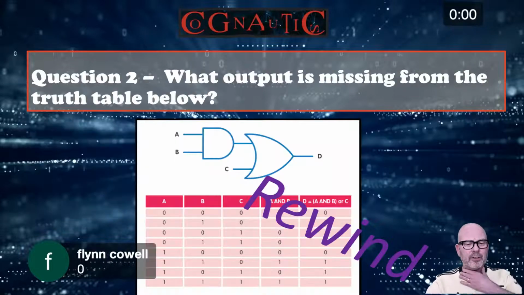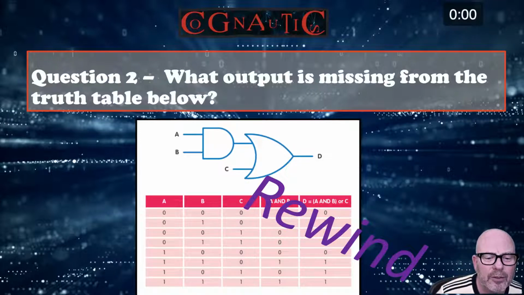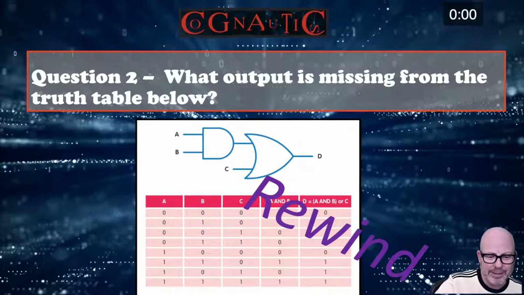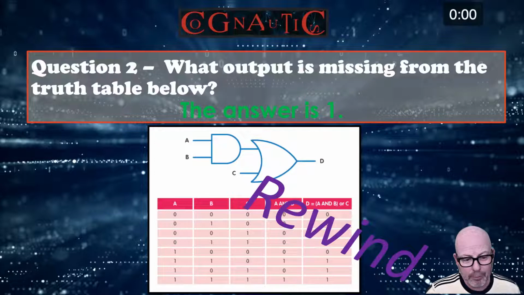Okay, so next question's this, which I hope you can read. That rewind is right over the key part. What output is missing from the truth table below? I can see an issue with my not very transparent rewind here. I think you can take it. It's the one just under the E there. That's where it's supposed to be. Any ideas? It's actually quite hard to see. It was a 0.